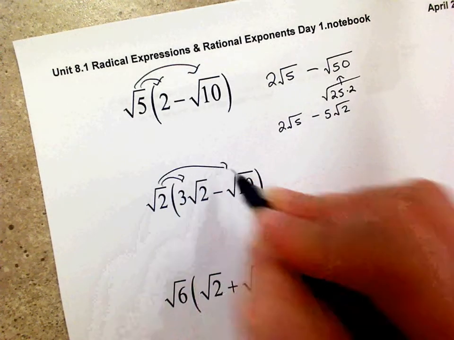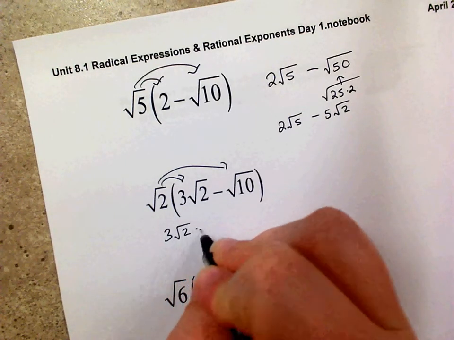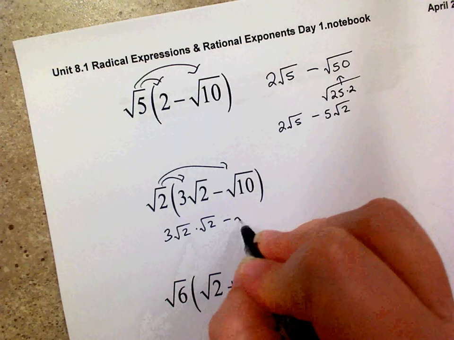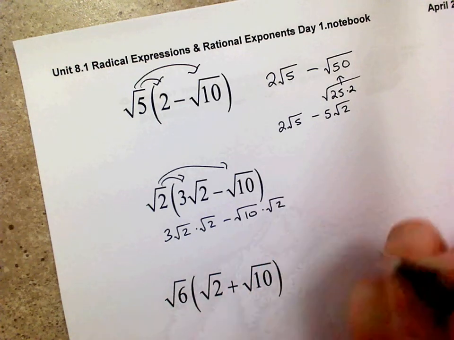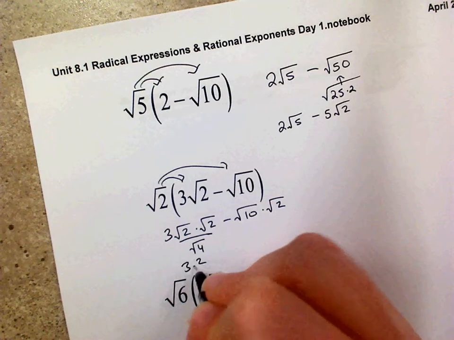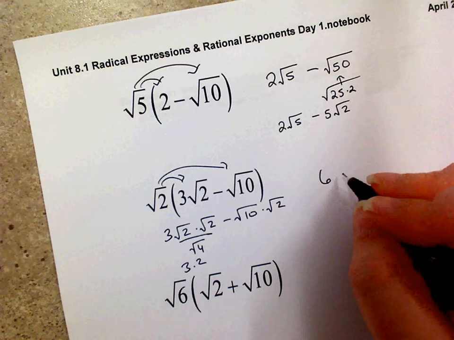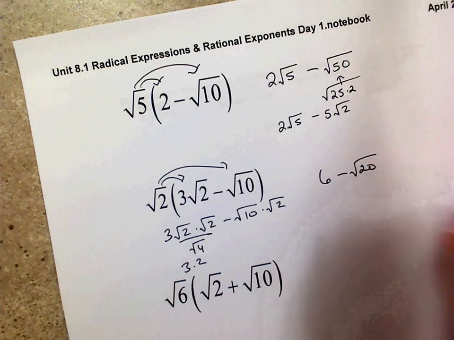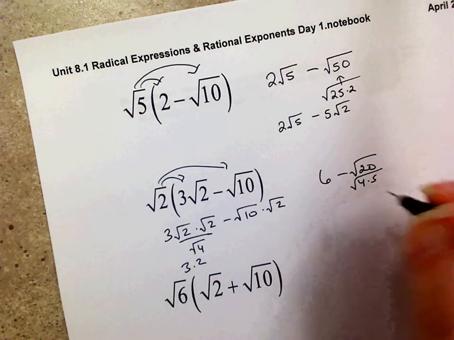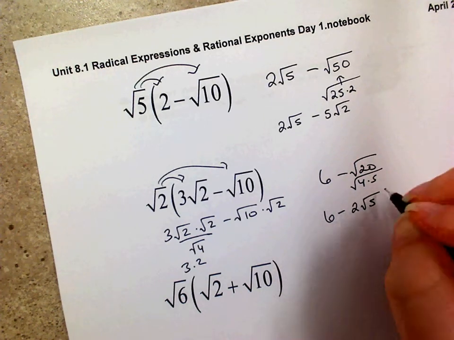Square root of 2 times 3 square roots of 2 is 3 square roots of 2 times the square root of 2, minus the square root of 10 times the square root of 2. Well, this right here is the square root of 4, which is 2, so I've got 3 times 2, which is 6. The square root of 2 times the square root of 10 is square root of 20, and 20 is 4 times 5, so I've got 6 minus the square root of 4 is 2, square root of 5. It's not a whole number, so I leave it like that. And there's my final answer.